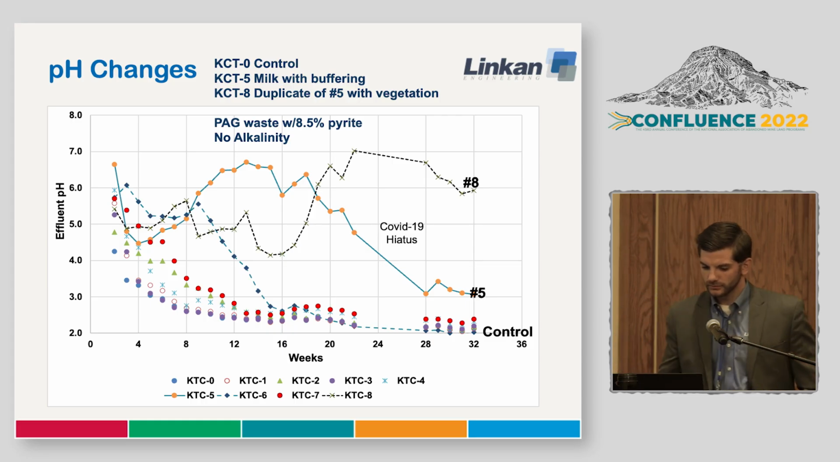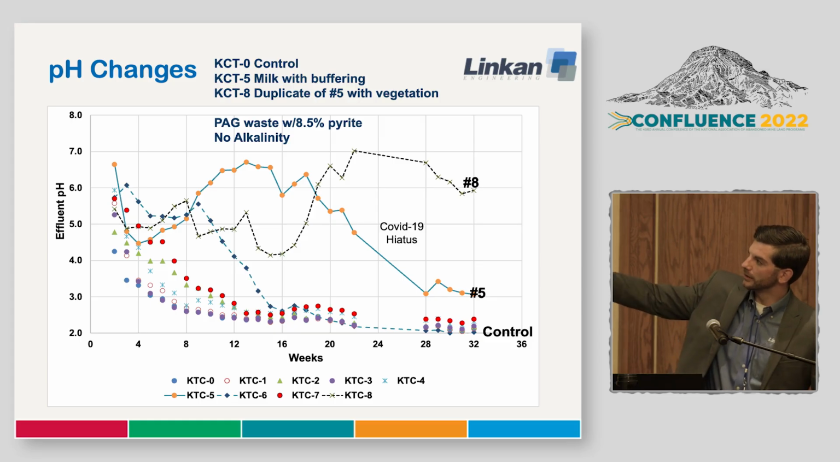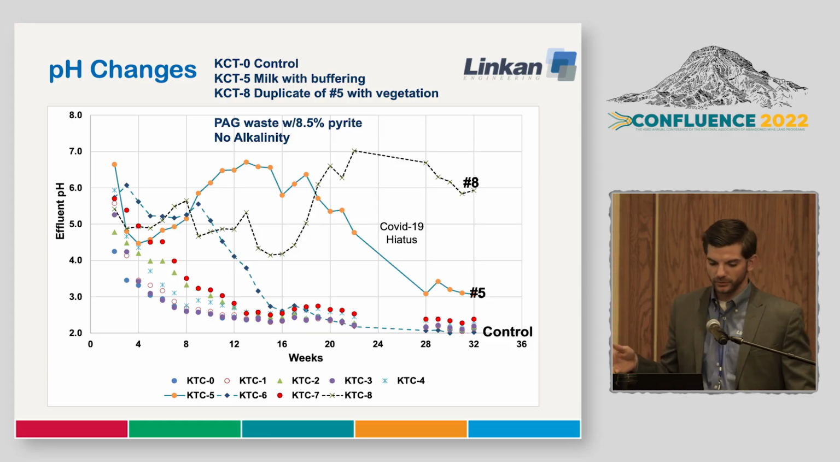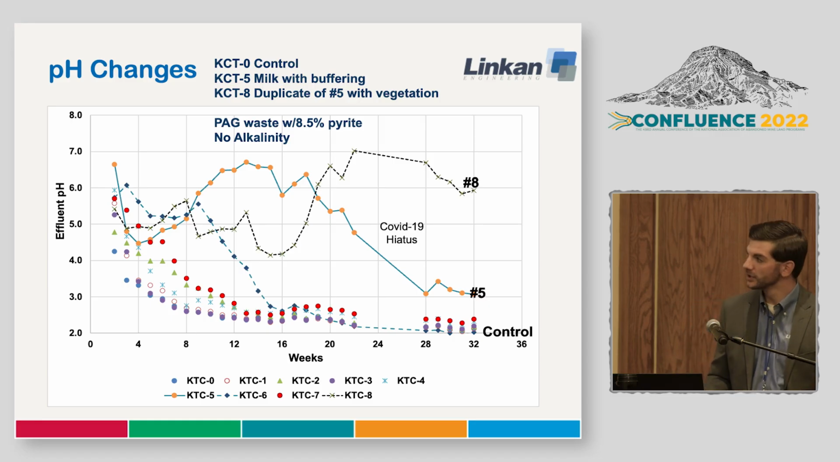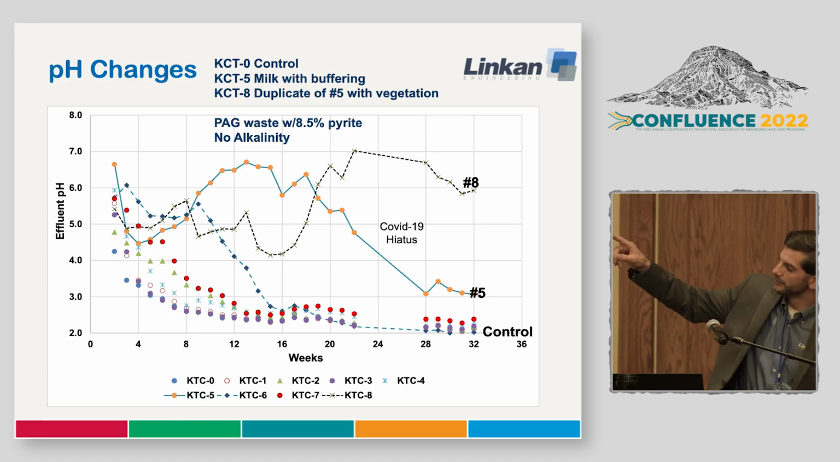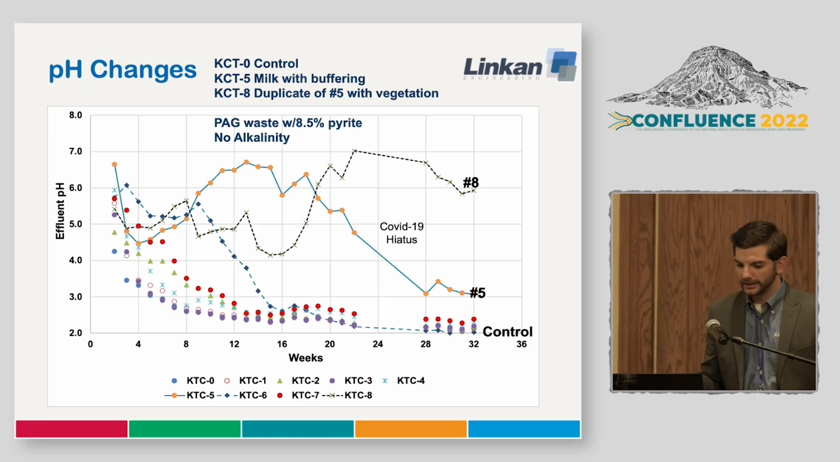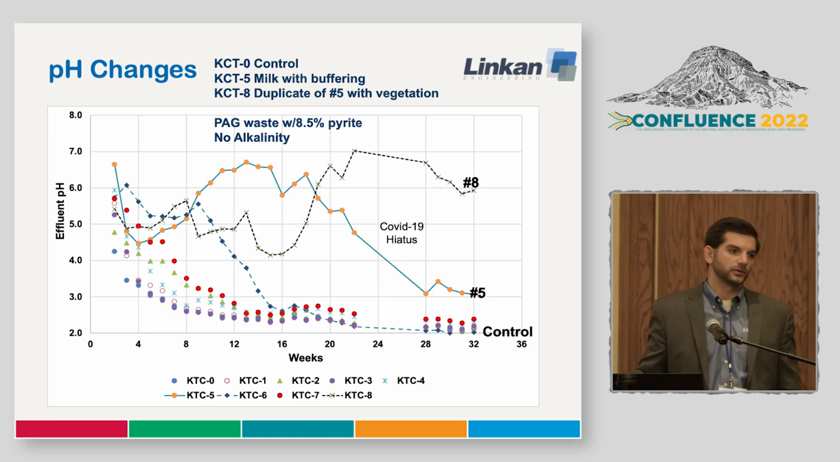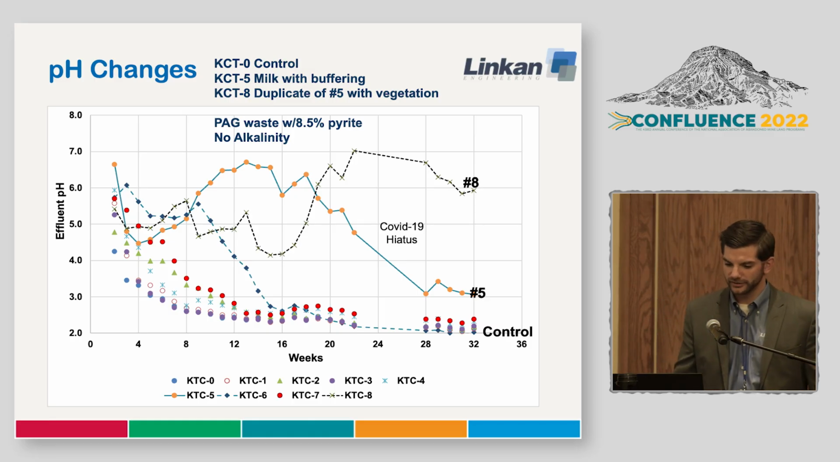So this is all of our data. On the y-axis, we have effluent pH. The x is weeks with the 8 different kinetic cells. And I've highlighted number 8, 5, and the control. Again, our control, nothing was added to it, the do nothing alternative.